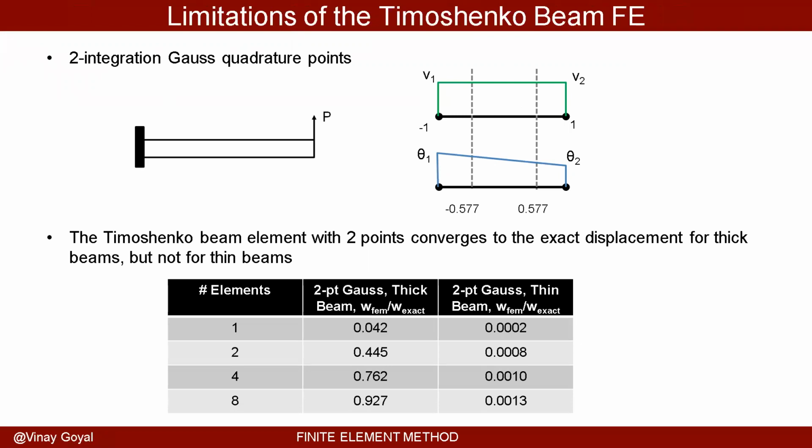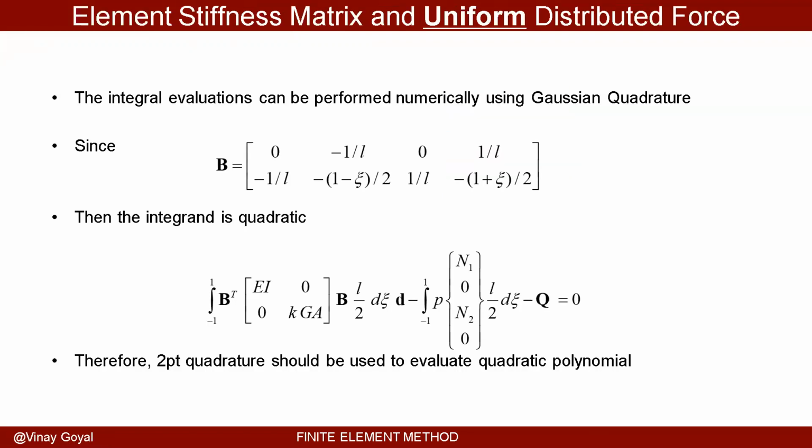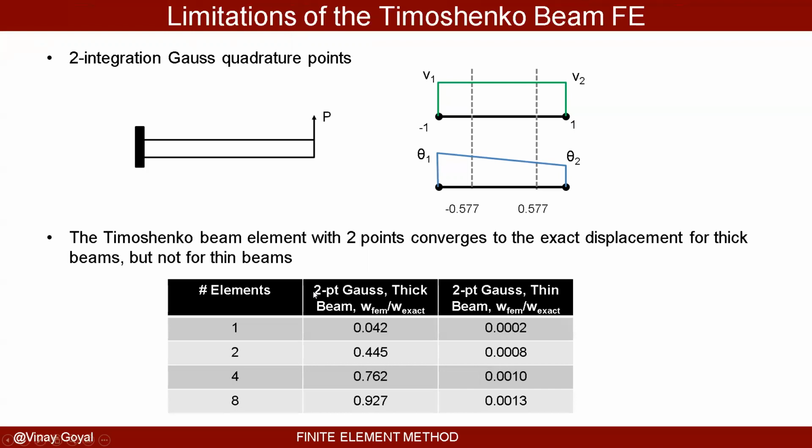But there's a problem. Let me discuss a fundamental problem with the way we've done it. It needs to be discussed because this occurs a lot. When I use a 2-point Gauss quadrature rule, we already discussed that it is correct for integrating a quadratic polynomial. But there's a problem. A 2-point Gauss quadrature rule is really evaluating v1 and v2.